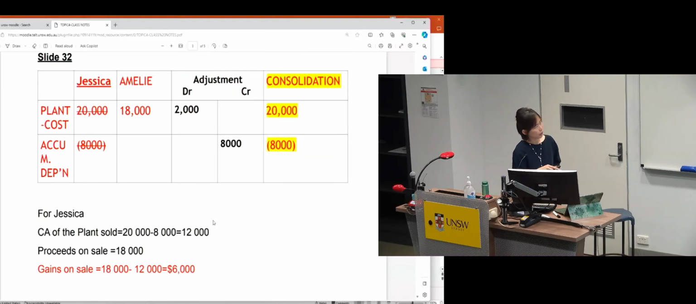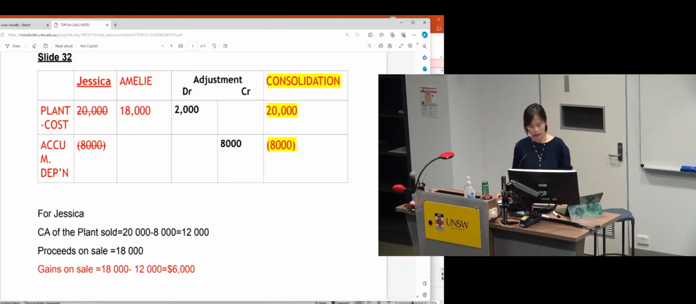Now then you look at accumulated depreciation. Well, there's no balance immediately after transfer in the record of Amelia, right? But from the group viewpoint, this item has already been consumed. And this item should have a cumulative balance of 8,000. So this balance will be reinstated in your adjustment in the consolidation worksheet.